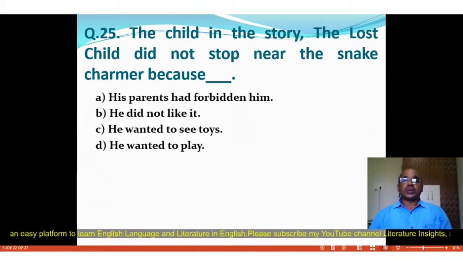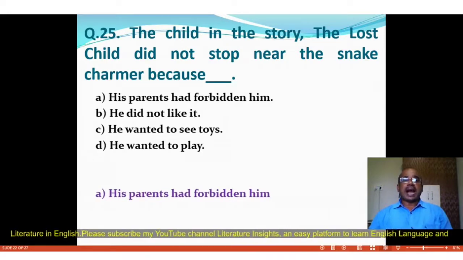Question number 25. The child in the story, The Lost Child, did not stop near the snake charmer because blank. A. His parents had forbidden him. B. He did not like it. C. He wanted to see toys. D. He wanted to play. The correct answer is A. His parents had forbidden him. The child in the story, The Lost Child, did not stop near the snake charmer because his parents had forbidden him. These are the 25 very important MCQs on the short story, The Lost Child, written by Mulk Raj Anand.